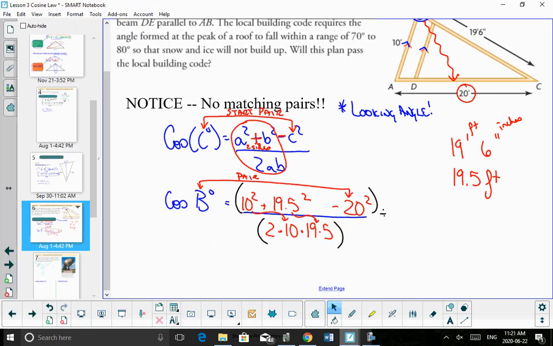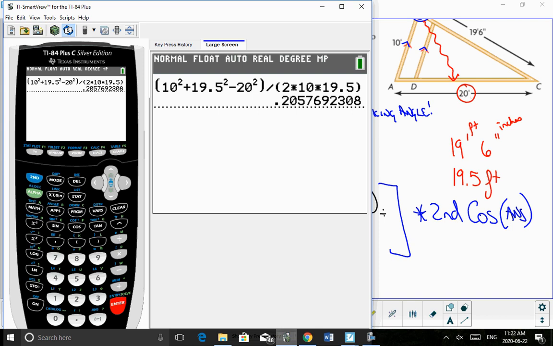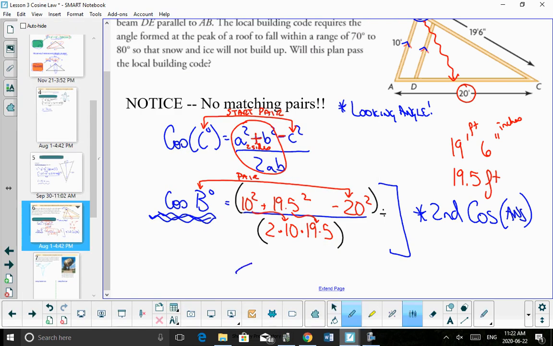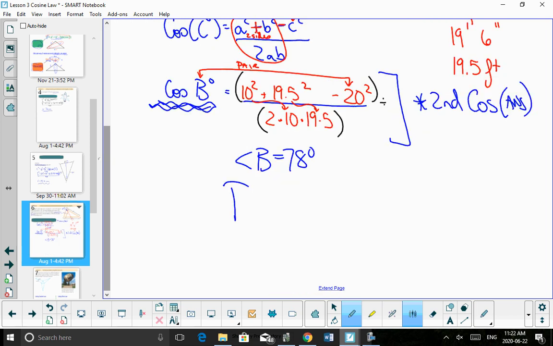So step 1 is to enter this into the calculator. Then you have to do a second step. Remember, you're looking for the angle. So when you're looking for the angle, you have to go second cos of that answer, and it's cos because this is cosine law. So angle B there is 78 degrees. If we go back to the question, it says it has to be between 70 and 80 to pass code. So it passes code.